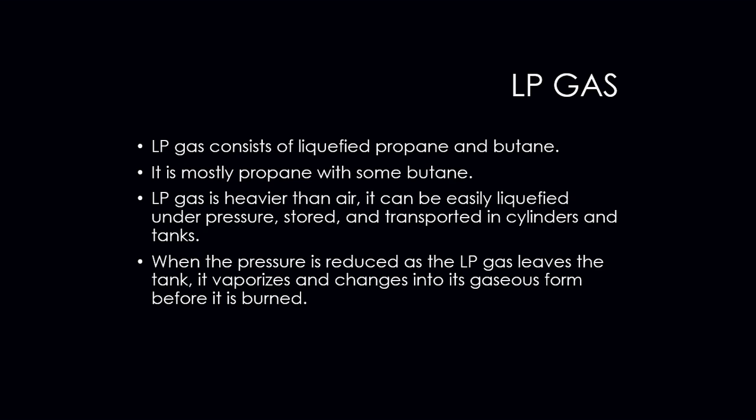LP gas consists of liquefied petroleum and butane. It is mostly propane with some butane. LP gas is heavier than air, and it can be easily liquefied under pressure, stored and transported in cylinders and tanks. When the pressure is reduced as the LP gas leaves the tank, it vaporizes and changes into a gaseous form where it now can be burned.